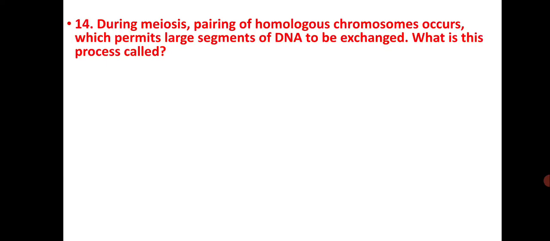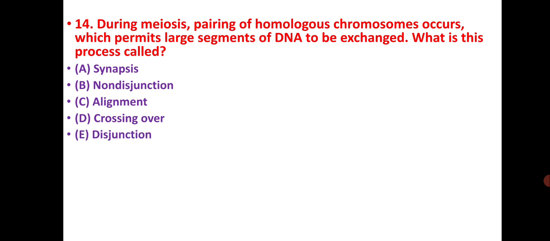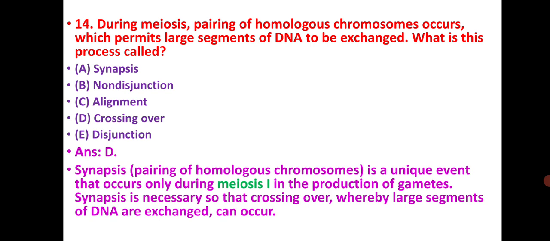The 14th question: during meiosis, pairing of homologous chromosomes occurs, which permits large segments of DNA to be exchanged. What is this process called? Synapsis, non-disjunction, alignment, crossing over, disjunction. The answer will be D, that is crossing over.